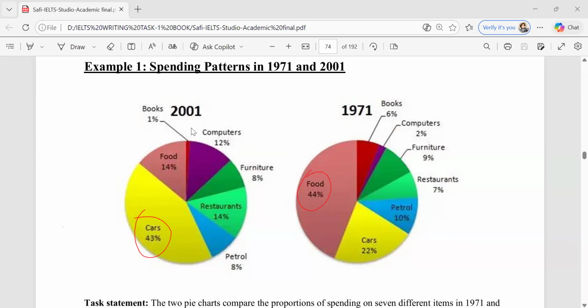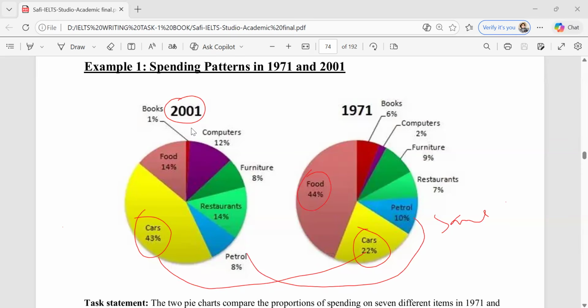Can you find any significant big difference here? If you look at the cars in 2001, I would say the figure doubles, right? And if you look at petrol, it's almost the same. Am I right? Yes, sir. Restaurants, clear, if you compare restaurants, now it is twice. So now it has increased, it's now double. What about the furniture? Furniture remained almost the same.